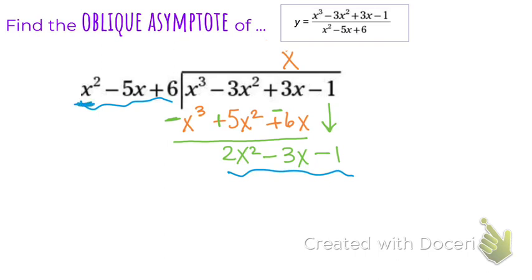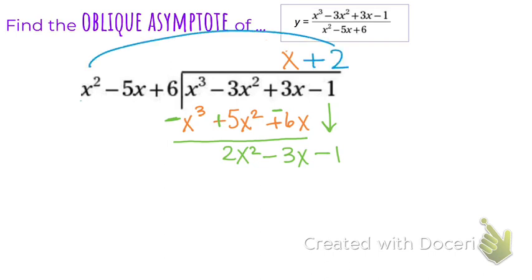I have an x squared and a 2x squared. What do I multiply x squared by to get 2x squared? 2. So let's try a plus 2. And now let's multiply each of these by 2.